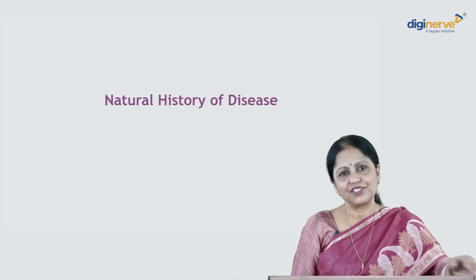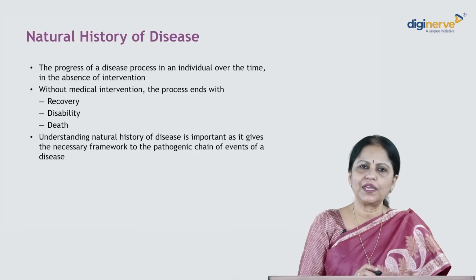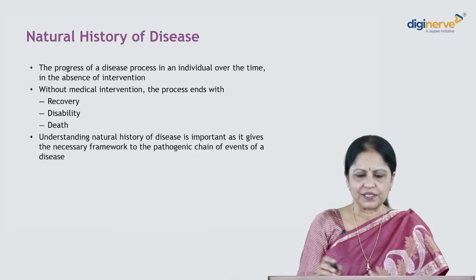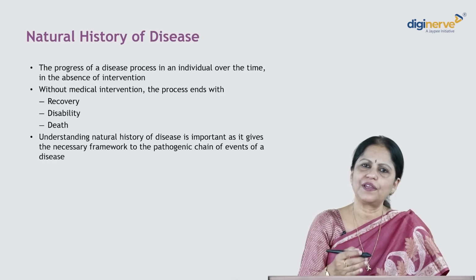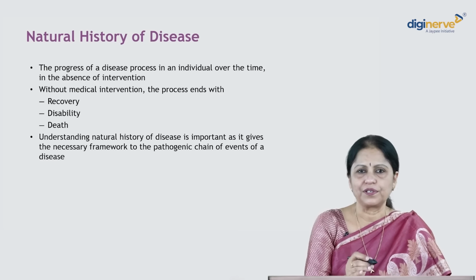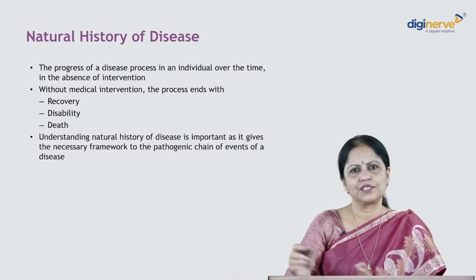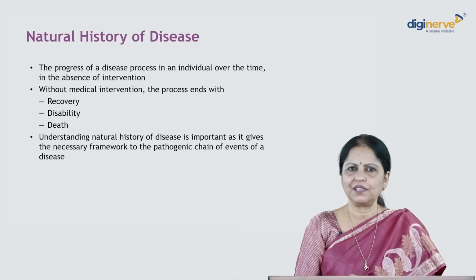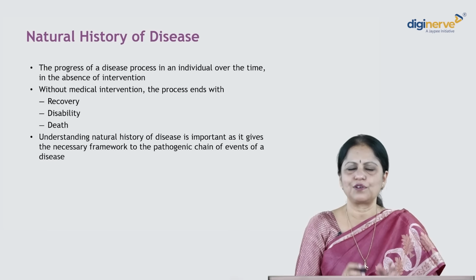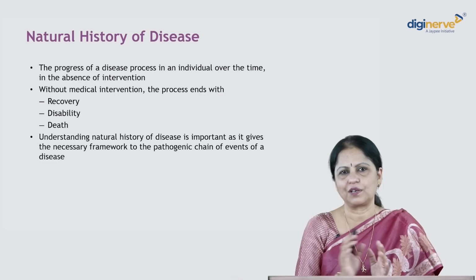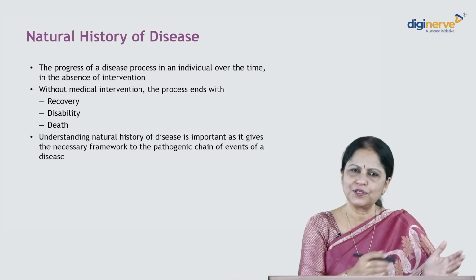So next is natural history of disease. This means the way a disease will progress in an individual over time in the absence of any intervention to stop the disease, like treatment. In absence of that, how the disease will progress. So this generally has to be seen in an unknown disease in the initial phase. Otherwise, obviously, we don't stop the treatment and wait and watch what will happen. So this is done for the new disease. We see how it is going.